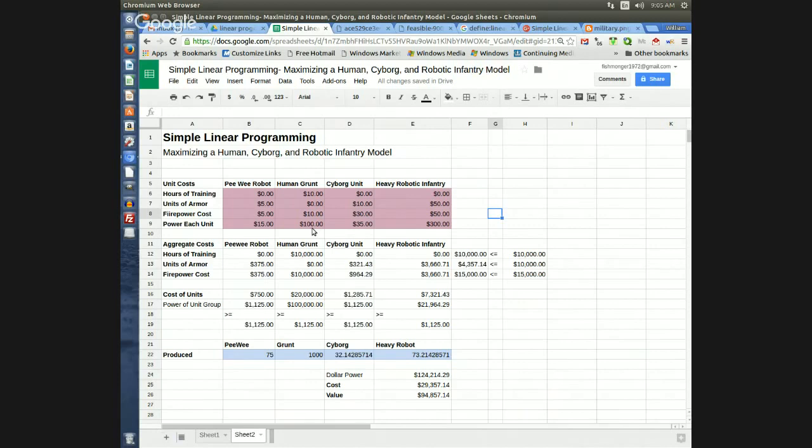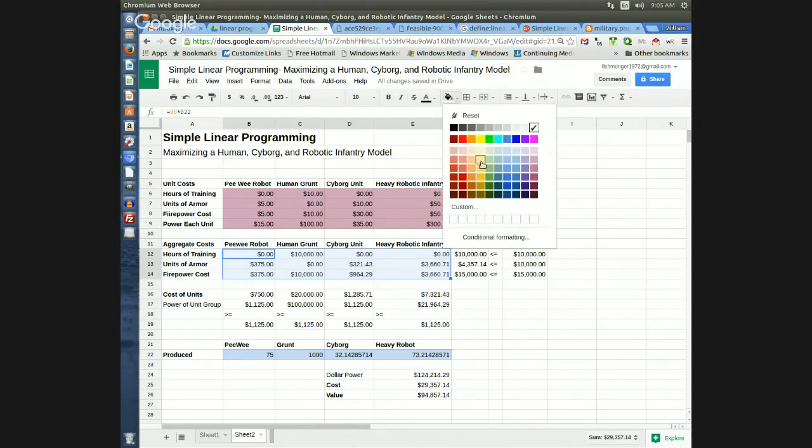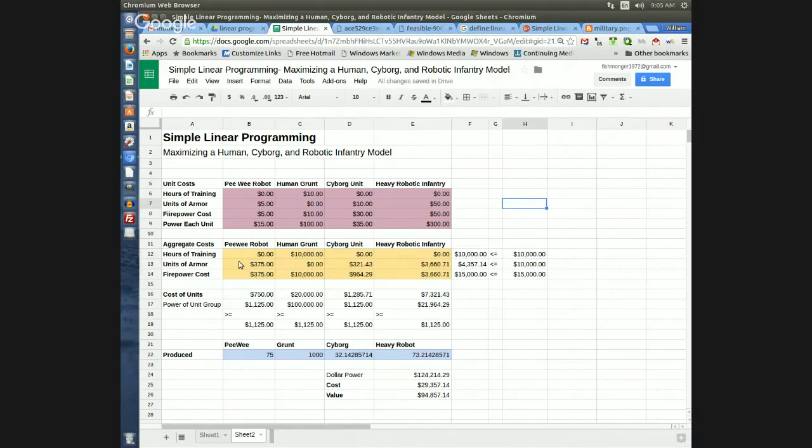And then we have PB robots, human grunts, cyborg units, and heavy robotic infantry, all with their various different characteristics, right? But then the aggregate costs, right? So this is another color. I want to make this a yellowish color. So when we talk about aggregate costs, you can spend at most $10,000 on hours of training, $10,000 on units of armor, and $15,000 on firepower costs, right? So this model here is maximizing this area here.